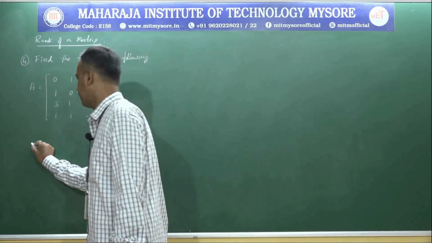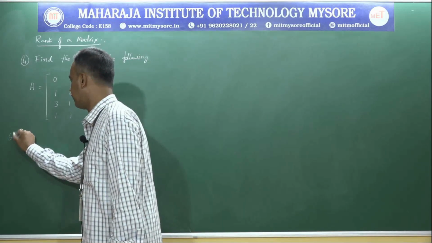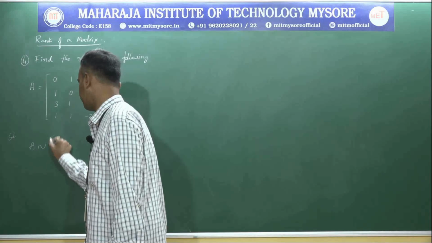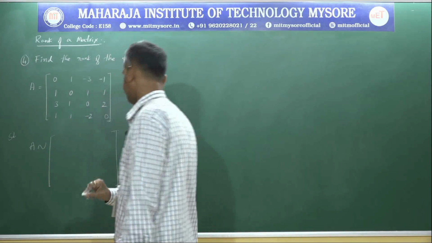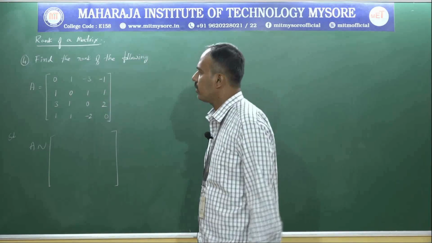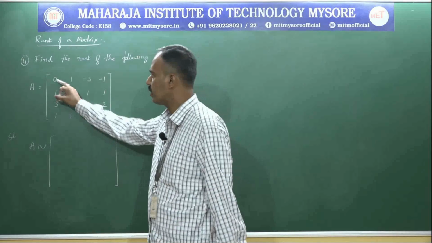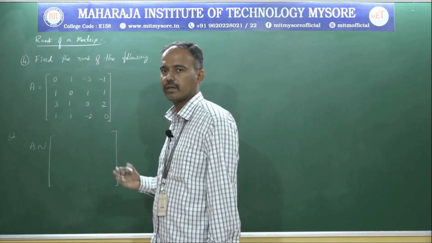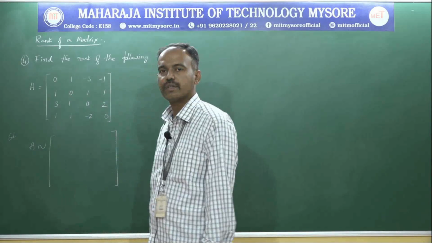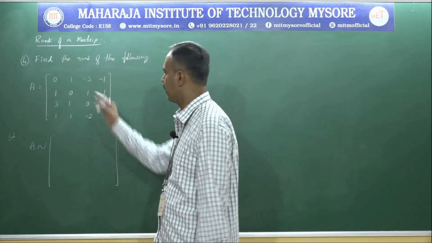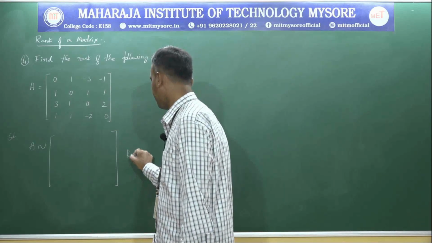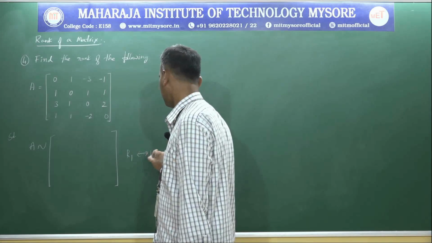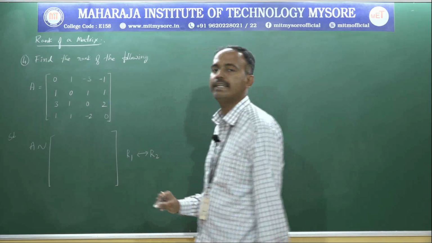Now the next one is, okay, now we can apply the row transformation. Next. Okay, now the first observation, here 0 is available, so try to make the first element the unit element, the 1 form. Okay, now we can easily specify R1 and R2, the row 1, row 2 interchange.